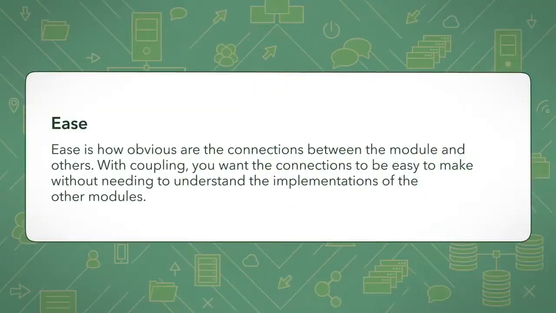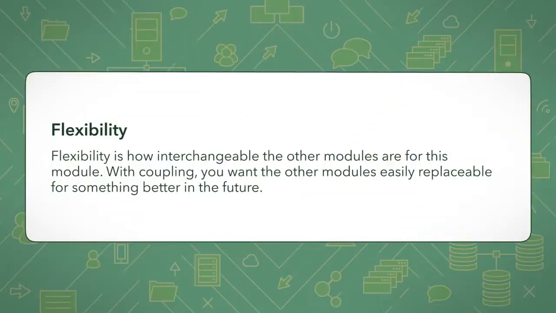Ease is how obvious are the connections between the module and others. With coupling, you want the connections to be easy to make without needing to understand the implementations of the other modules. Flexibility is how interchangeable the other modules are for this module. With coupling, you want the other modules easily replaceable for something better in the future. Again, like Lego.